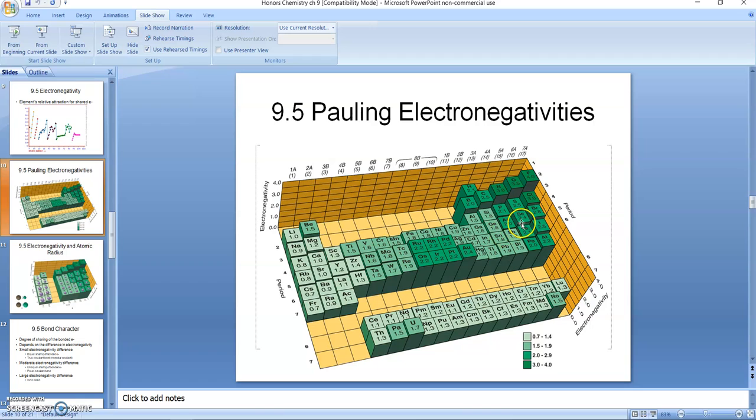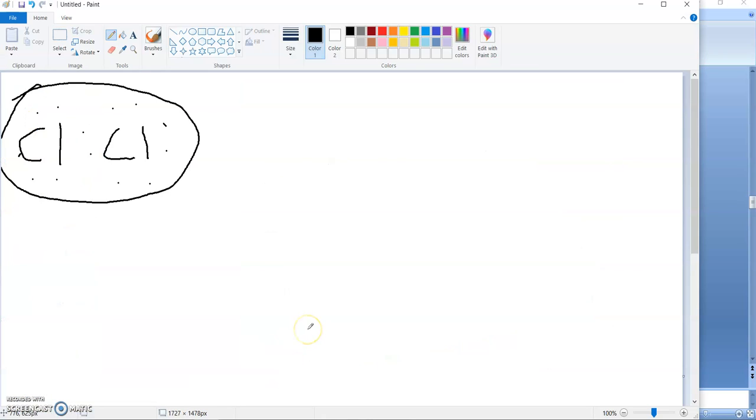Now, the electronegativity of chlorine is, let's go back to it here. The electronegativity of chlorine is 3.0. So 3.0 for this one, 3.0 for this one. What does that tell you? Well, they're the same electronegativity. Subtract them and you get 0. Okay? That's the key to determining what a bond is like. It's not the electronegativity of the atom itself, it's the difference in electronegativities between 2 atoms.